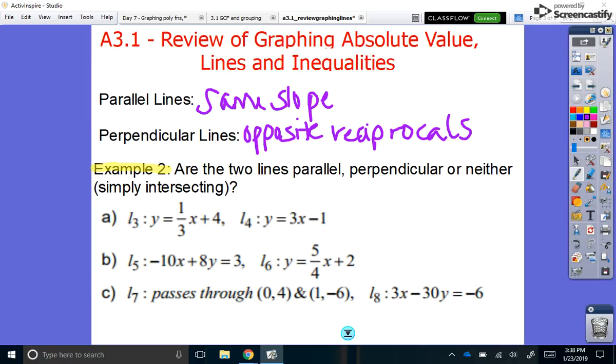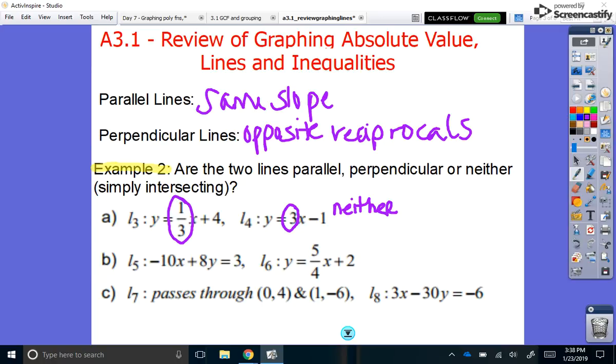So example 2 says, are the two lines parallel, perpendicular, or neither? So if we look at the first one, the slope of line 3 is 1/3. It's not 1/3 x, it's just 1/3. The slope of line 4 is 3. These are reciprocals, but they're not opposite reciprocals because they're both positive. So this would be neither, or you can say simply intersecting.